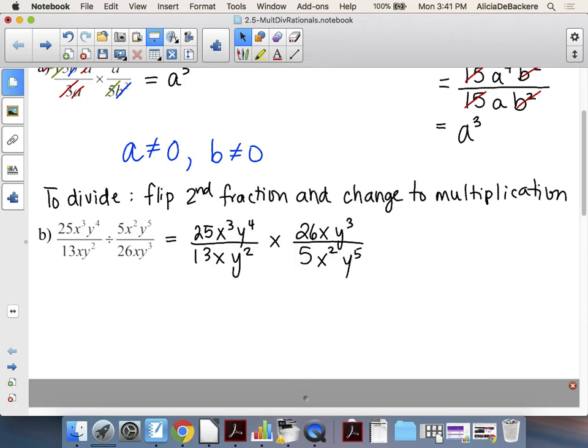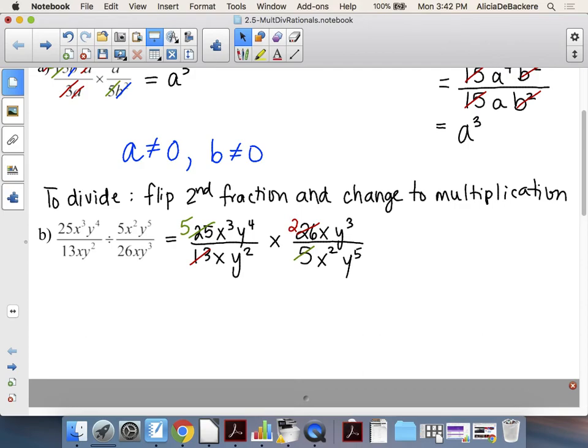Now again, I have a few different options for what I want to do first, but I like to cancel first and then multiply because I don't want to get these huge numbers. First, I'm looking at the coefficients, and I notice that 26 over 13, that's the same as 2 over 1. And then looking at the other coefficients across the multiplication sign, I can cancel common factors. So 25 over 5, that's the same as 5 over 1. And then I'm going to take a look at each of the variables. I can look inside each fraction, or I can go across the two fractions.